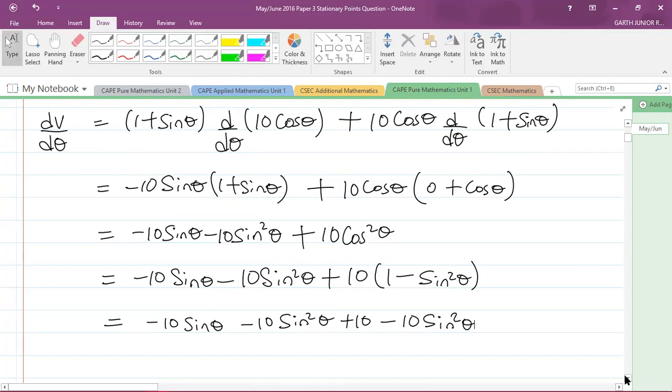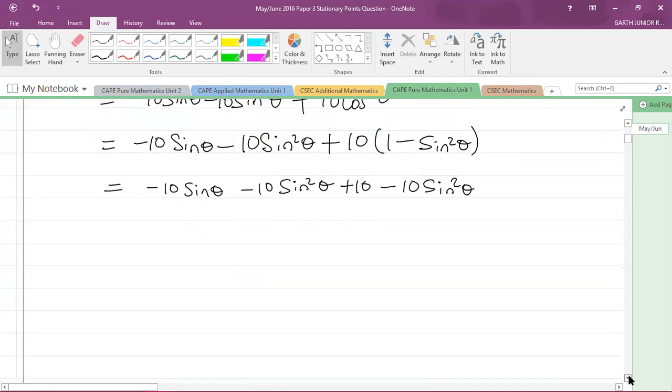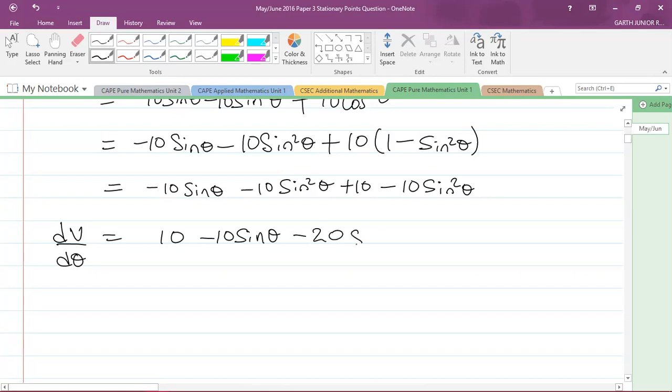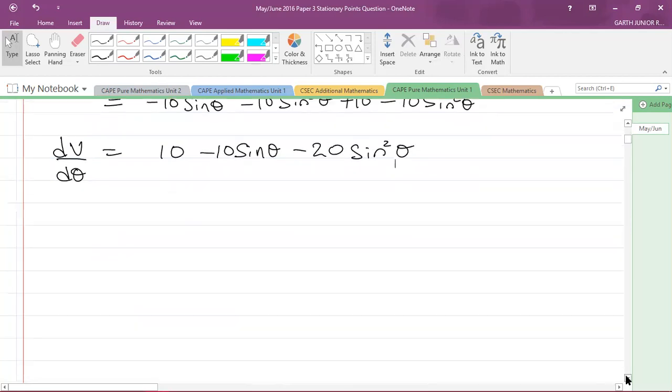Okay, good. So I can now say that dv by d theta is equal to, I am going to put the 10 in front since it is positive. Then I'm going to put the negative 10 sine theta after. Okay, and you recognize that I have negative 10 sine squared theta minus 10 sine squared theta. That will give me a negative 20 sine squared theta. Okay, and that is my derivative of v with respect to theta. Great.